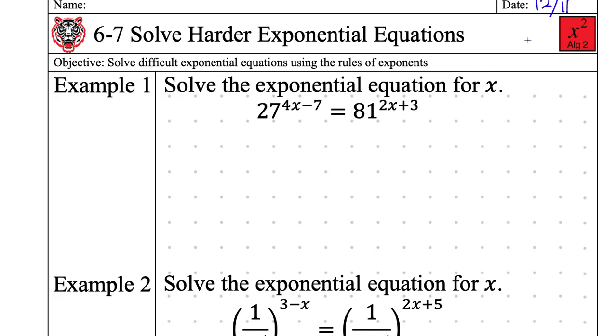These both need to have the same base. Once they have the same base, I can set their powers equal to one another.